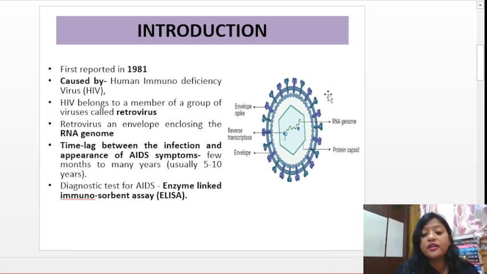You can see the envelope out here. Basically it's an envelope with spike-like structures. And there's a capsid inside, which is a protein capsid. Inside the protein capsid there is RNA. So this is the structure of retrovirus.